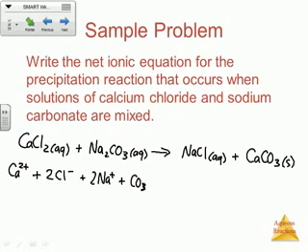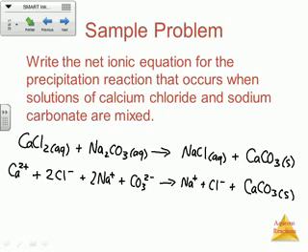CO3 2 minus, okay, so that's the balanced side of that equation. That gives us Na plus Cl minus plus, and then this part, this is not ionic, okay? This does not split apart into ions. Calcium carbonate is actually a solid at the bottom of this solution. So we're going to keep that as CaCO3. We do not split that apart, okay?